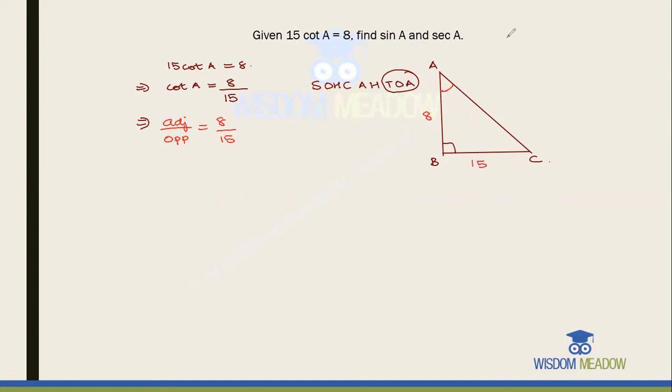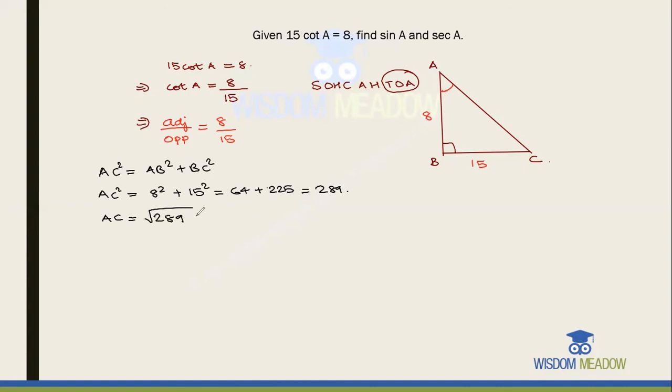So we'll have to solve for AC. To solve for AC, let's use Pythagoras theorem. AC square is equal to AB square plus BC square. So AC square is equal to 8 square plus 15 square. That's going to be 64 plus 225, that is 289. So AC will be root of 289, that is 17. So we have got AC.